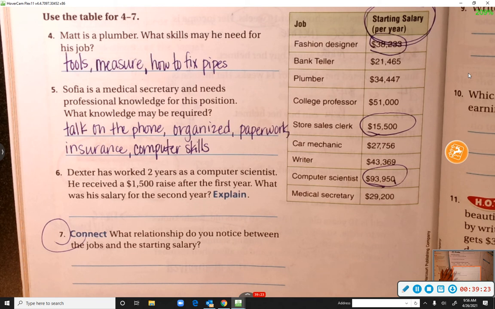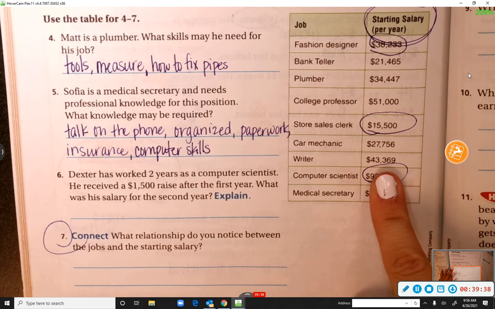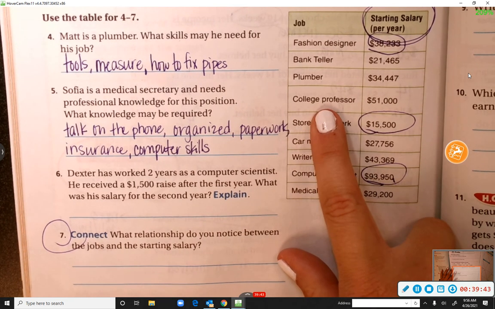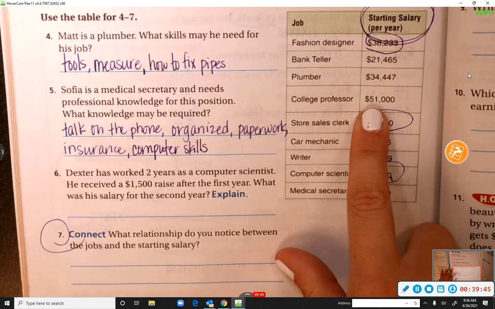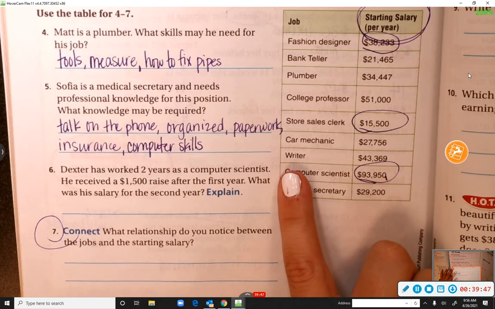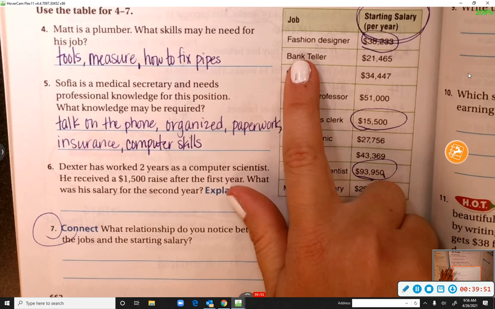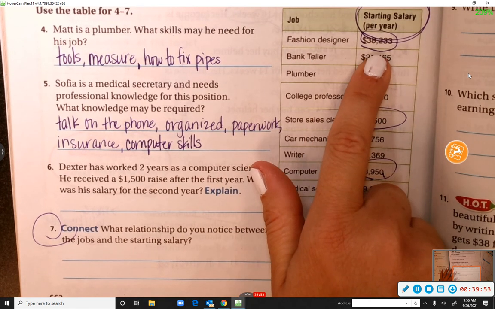So the highest paid is the hardest job. The highest paid is harder. You need to know a lot more. You might have to go to college, right? Most likely, yes. Do you think you need to go to college to be a writer? Yes. Do you think you need to go to college to be a college professor? Yes. Do you think you need to go to college to be a fashion designer? Yes.